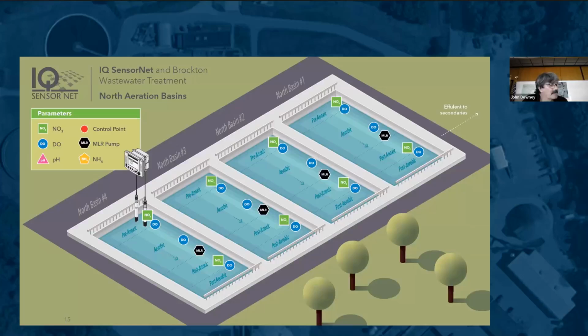At these 2 locations, these sensors are measuring how well we're converting nitrate to nitrogen. The upstream sensors should theoretically show us the lowest NO3 value in that particular basin. pH is measured at the effluent. And here are the north side control points now.